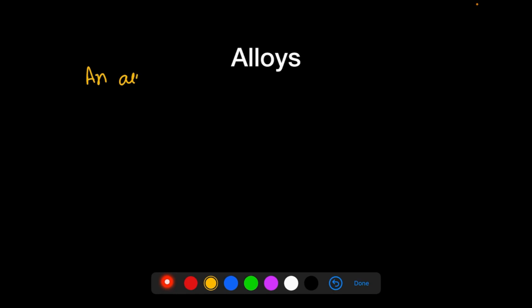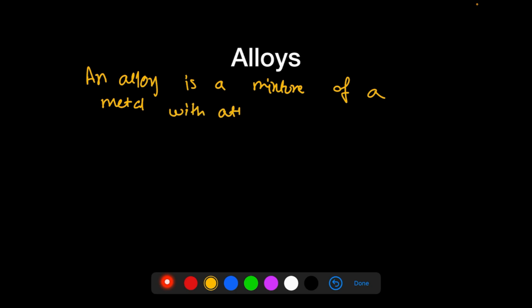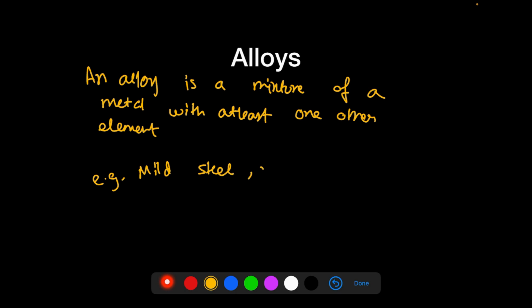Now we shall move on to alloys. So an alloy is a mixture of a metal with at least one other element. So turning metals into alloy changes its properties and makes it more useful. Some examples are mild steel, stainless steel, and brass.